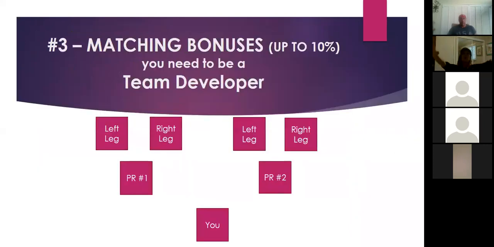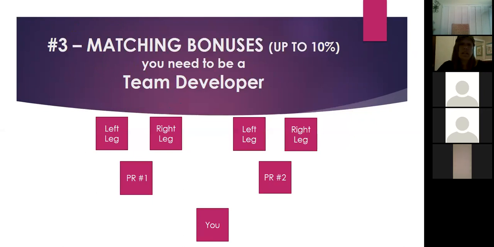Okay, so let's talk about the third way you make money. It's called matching bonus. You get to earn up to 10%, and that's just on the first 2 levels as you climb the compensation plan. But the only way you make matching bonus is if you're a team developer. You cannot earn matching bonus. You cannot get car bonus. You cannot get loyalty bonus. You cannot get any of these bonuses until you become a team developer.